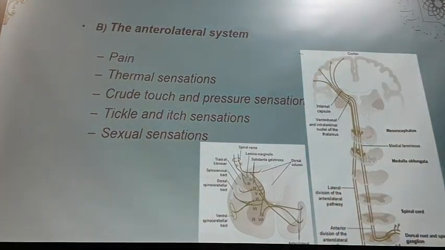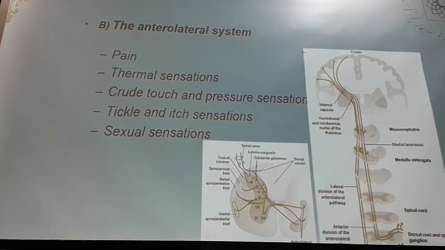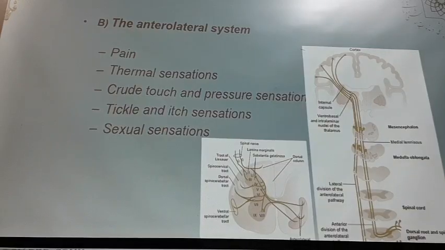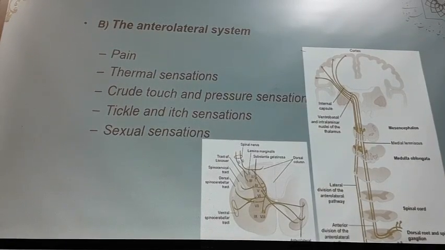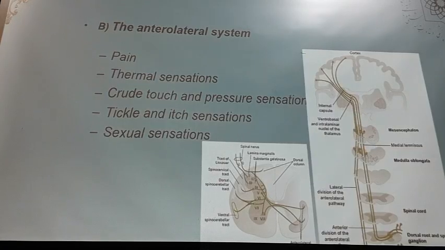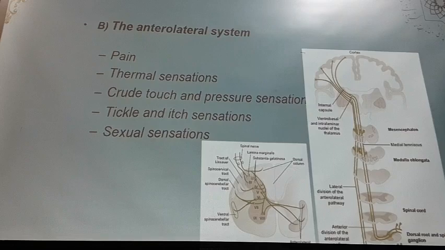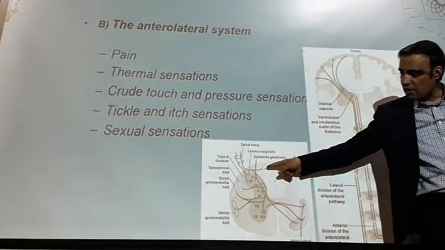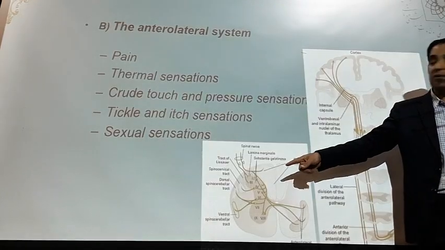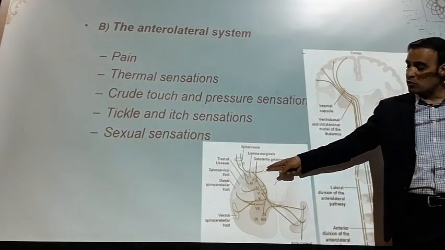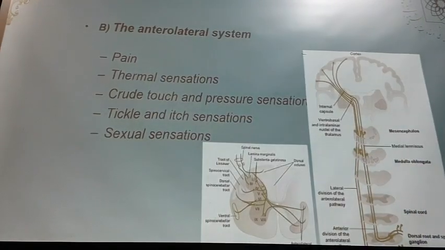If I ask you which sensations are sent to the brain by the anterolateral pathway, you will say pain, thermal sensation, touch sensation, tactile sensation, and sexual sensation. You see that the fibers that use the dorsal column do not cross, enter the dorsal column and ascend to the brain.